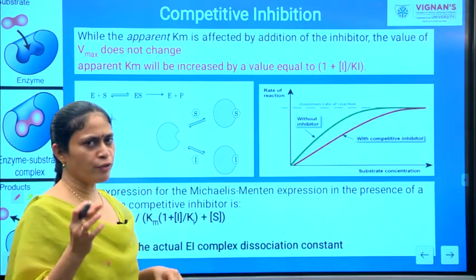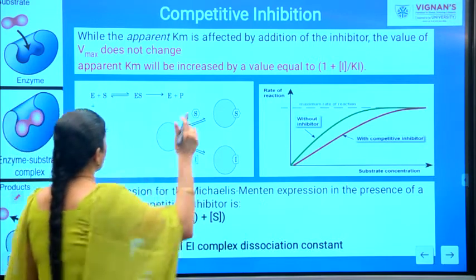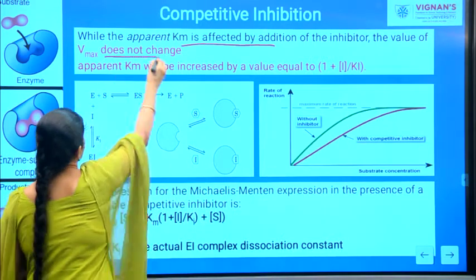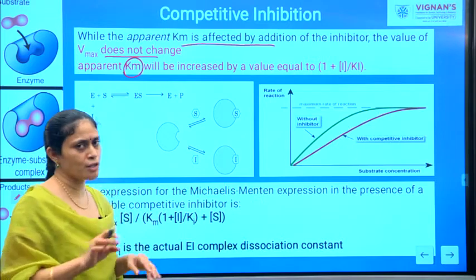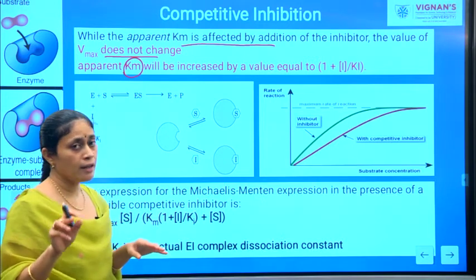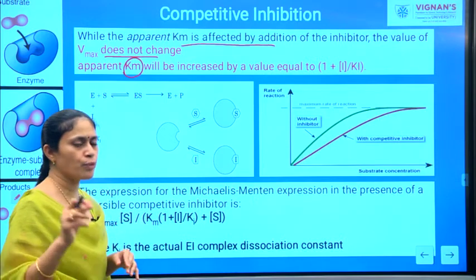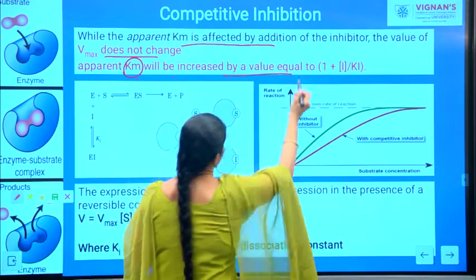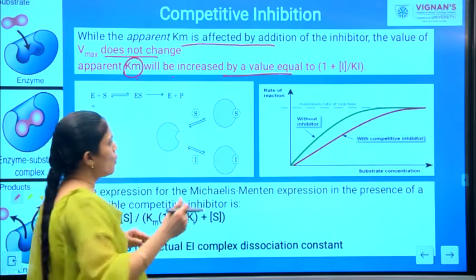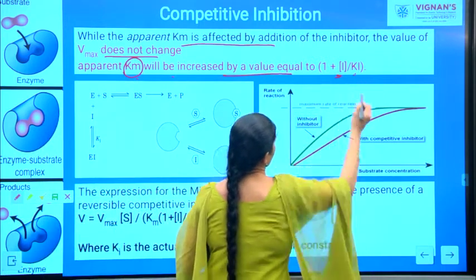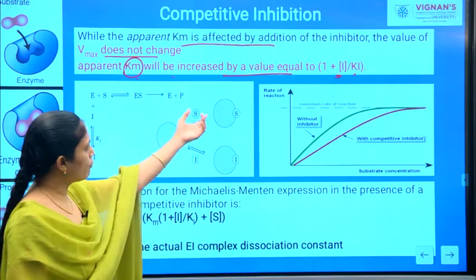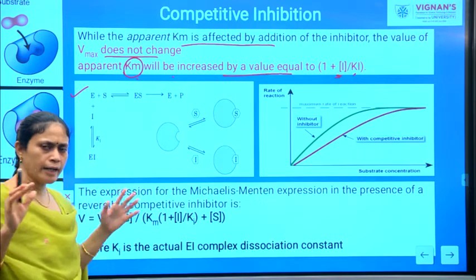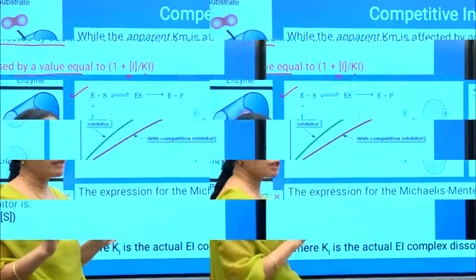Let me explain the effect on Km here. While apparent Km is affected by the addition of the inhibitor, the value of Vmax does not change. During this competitive inhibition process, there won't be any change in Vmax, but there will be an increase in the value of Km, which we represent as apparent Km. Apparent Km will be increased by a factor equal to 1 plus the concentration of inhibitor divided by Ki. I'll explain how we got that particular expression. This figure shows you a clear idea of what is happening in the inhibition process.